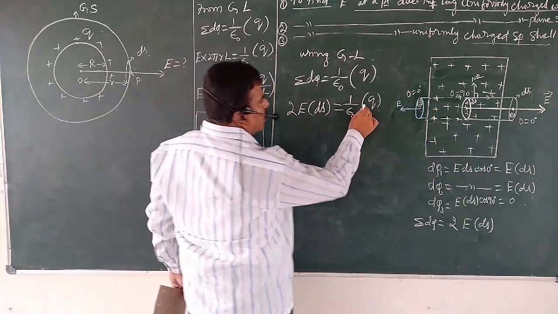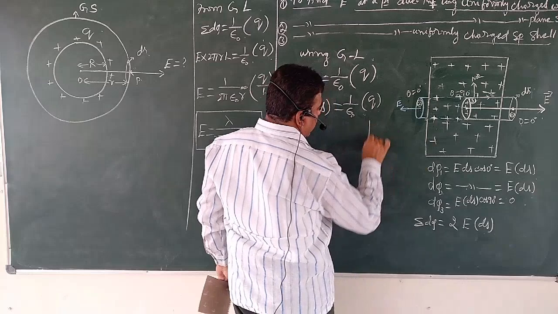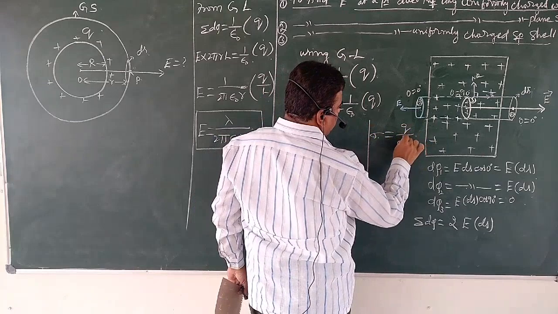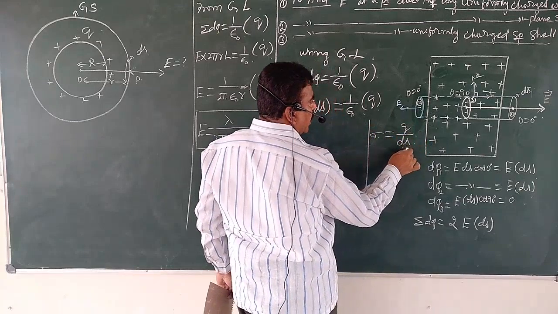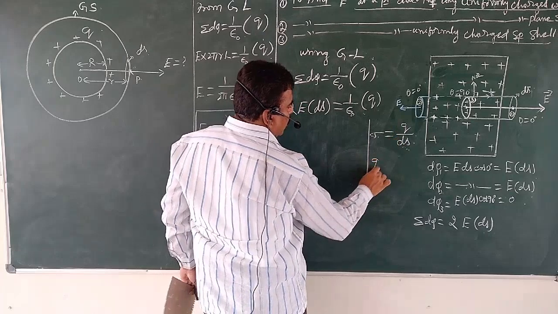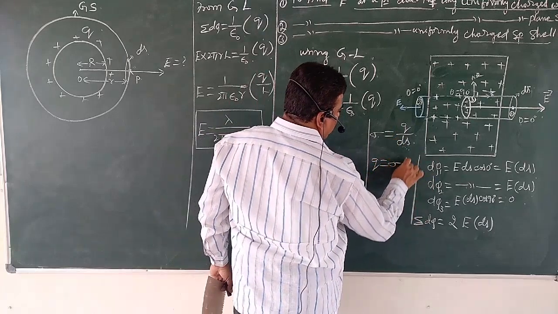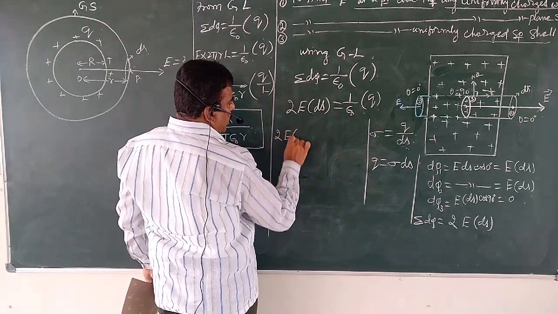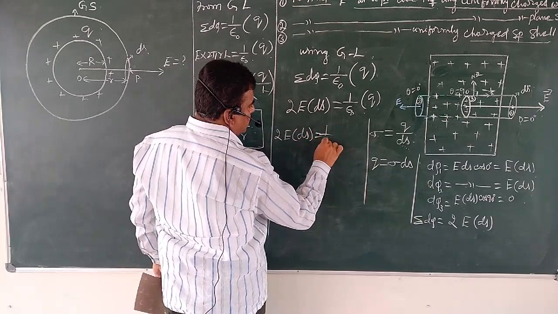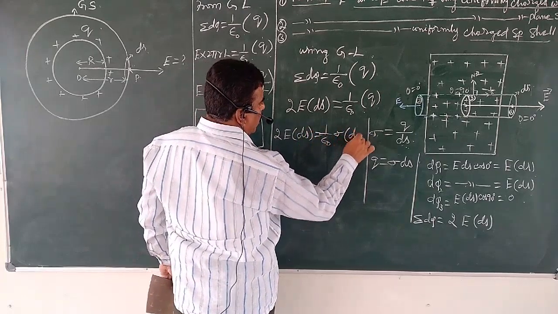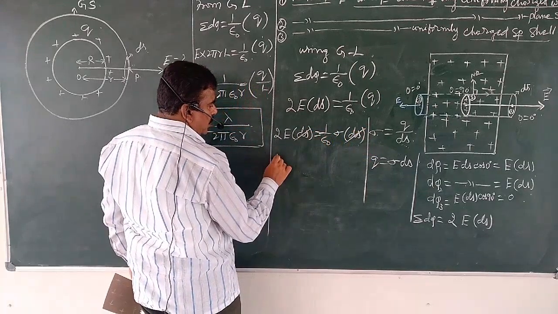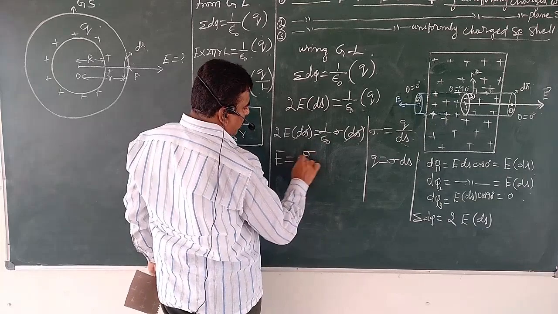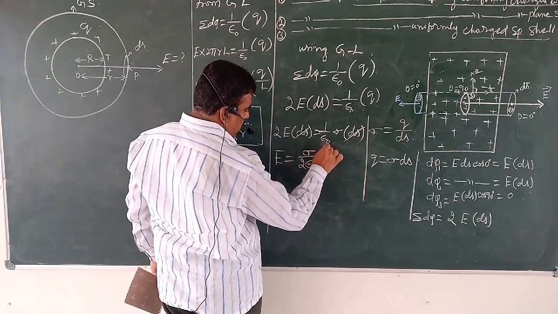Okay? So this is Q, but we know that surface charge density is given by charge per unit area. Therefore, Q equals sigma into dS. If we substitute for Q, we get 2E into dS equals 1 by epsilon times sigma into dS. This dS goes, and we are left with E equals sigma divided by 2 epsilon naught.